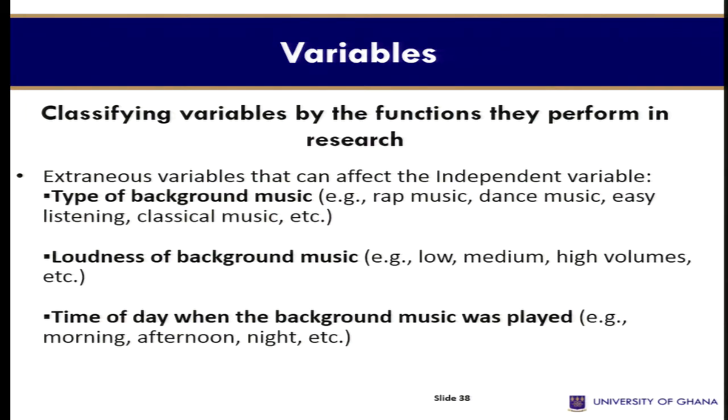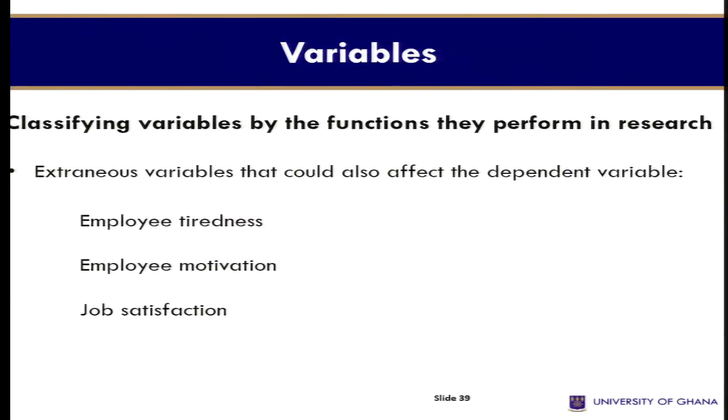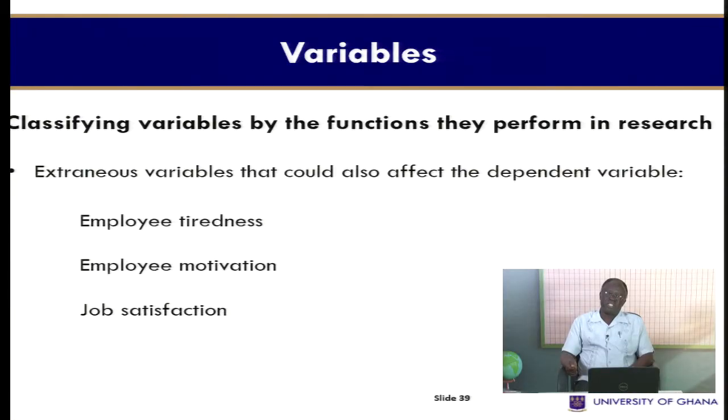Also, another extraneous variable that can affect the two variables is the loudness of the background music. Also, the time of the day can affect the background music that is played. So sometimes the extraneous variables can also affect the dependent variable. Take note that they can affect both the dependent and independent variable. The examples we just saw were how they can affect the independent variable. But in this case, employee tiredness, employee motivation, and job satisfaction are some of the nuisance variables that can affect the relationship between the dependent and independent variables under this investigation.